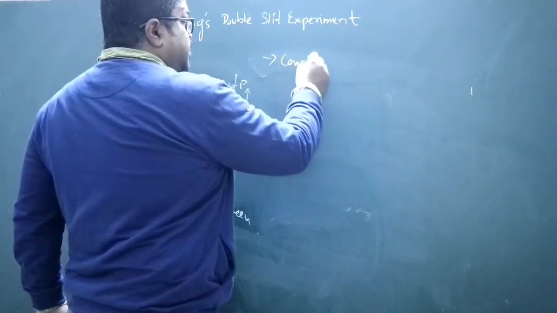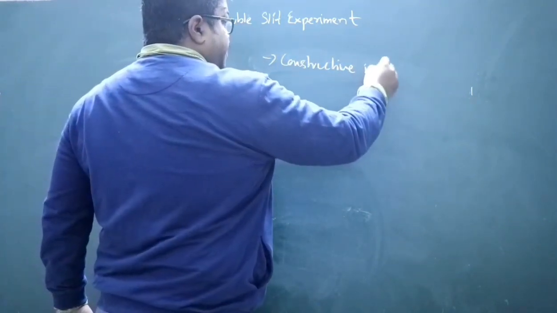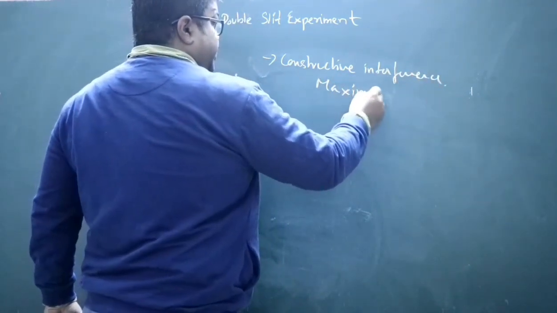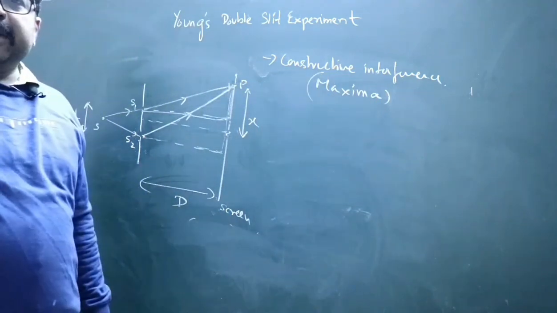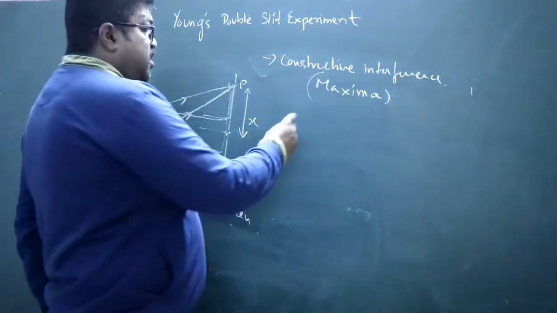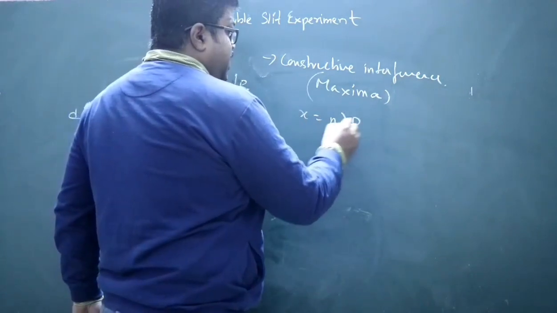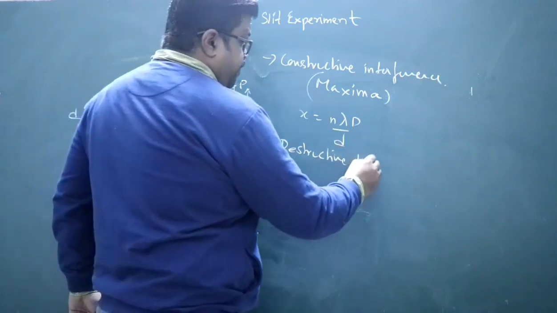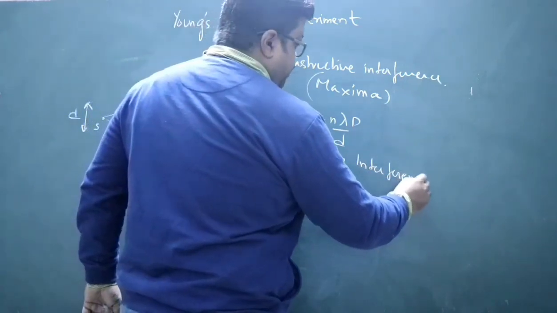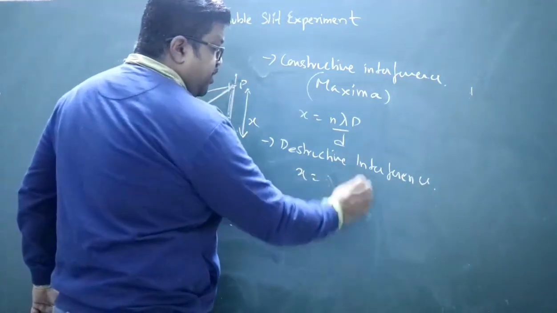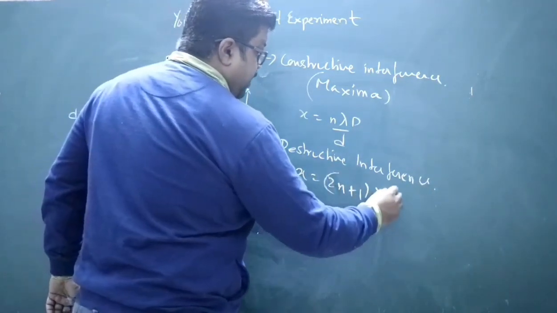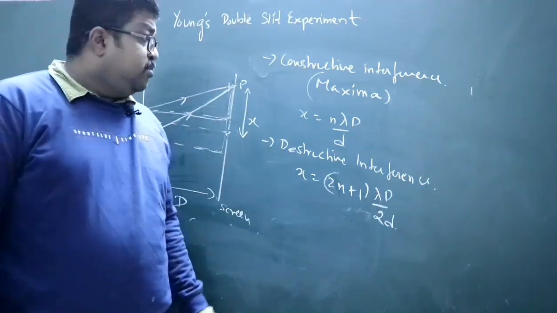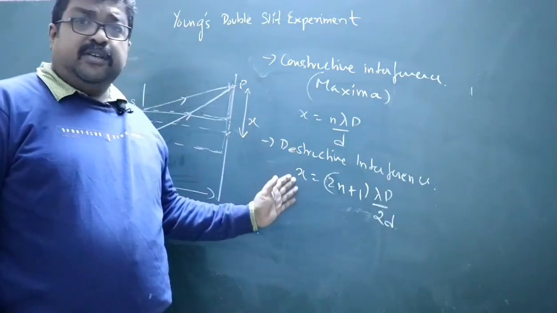For constructive interference, or maxima, that is the position of maximum intensity, we get x is equal to n lambda D by d. And for destructive interference we get x is equal to (2n plus 1) lambda D by 2d. So this is the position of maxima, and this is the position of minima.